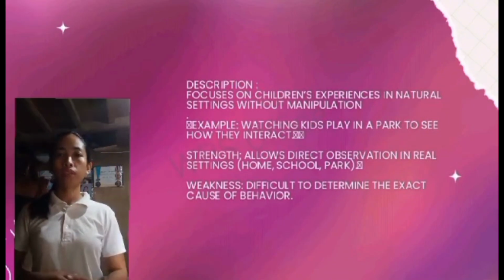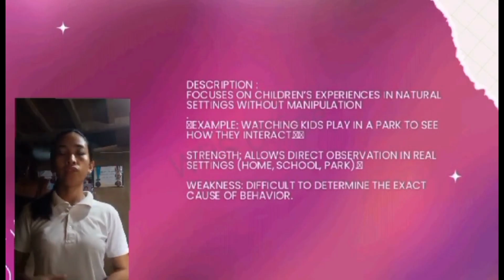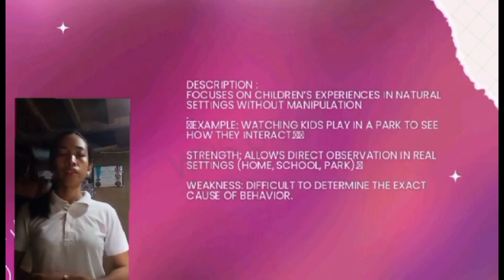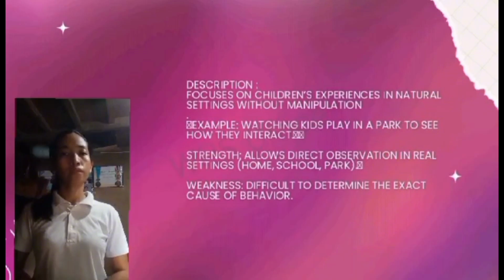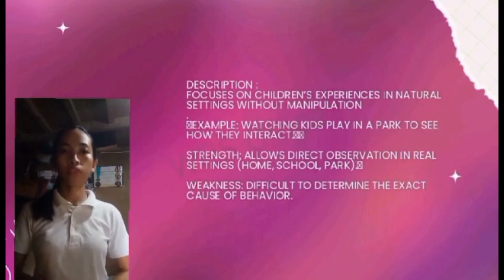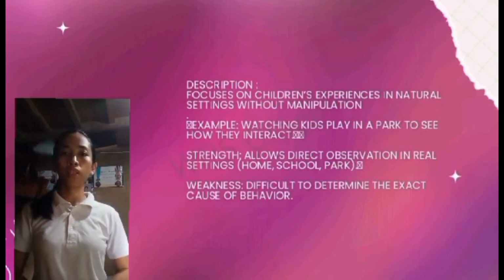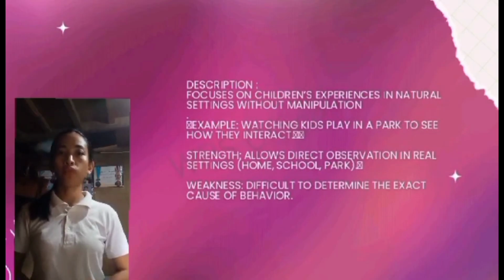So the strength or the advantage of this type of research is that it allows the researcher to directly observe in natural settings. The natural settings are places like a home, school, or a park. The weaknesses or the disadvantage of naturalistic observation include the fact that it can be difficult to determine the exact cause of behavior, unlike the experiment.